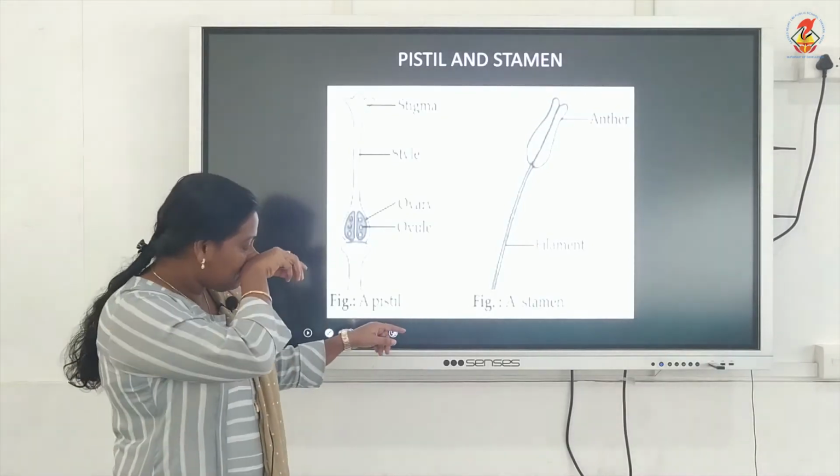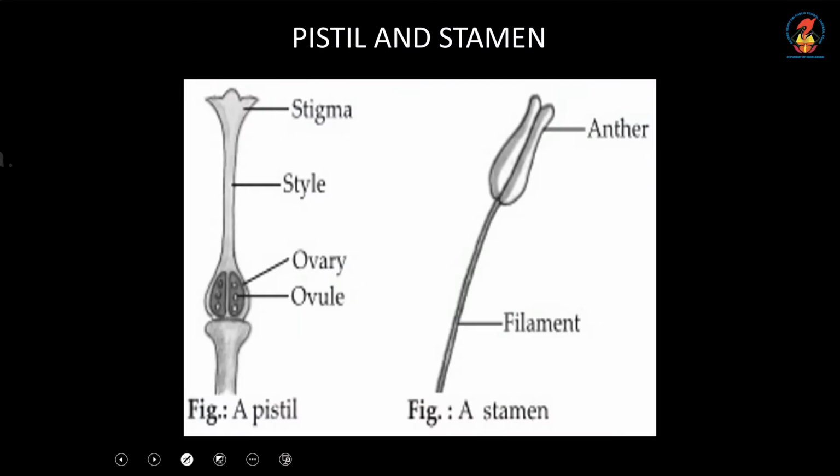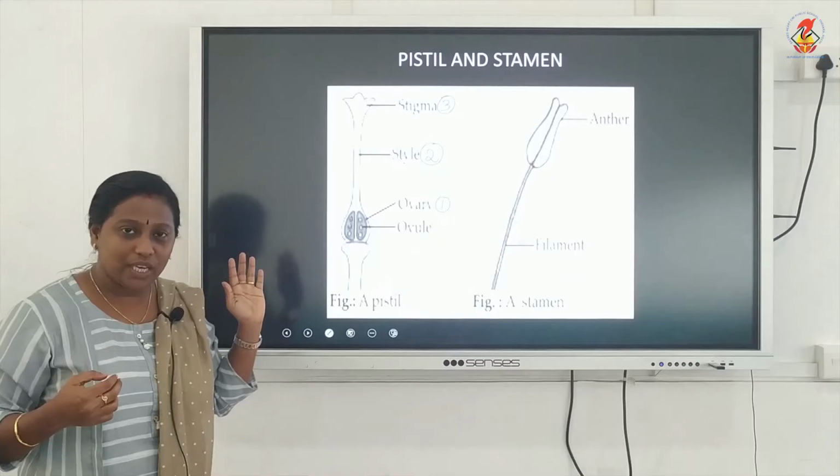Now see, the first one is a pistil, the female reproductive part of a plant. The pistil is having 3 parts. The first part is a swollen base, you call it the ovary, number 1. The ovary leads to a tubular structure called the style, number 2. At the tip of the style, you will get a portion called the stigma, number 3. So, which are the 3 parts of the pistil? Ovary, style and stigma.